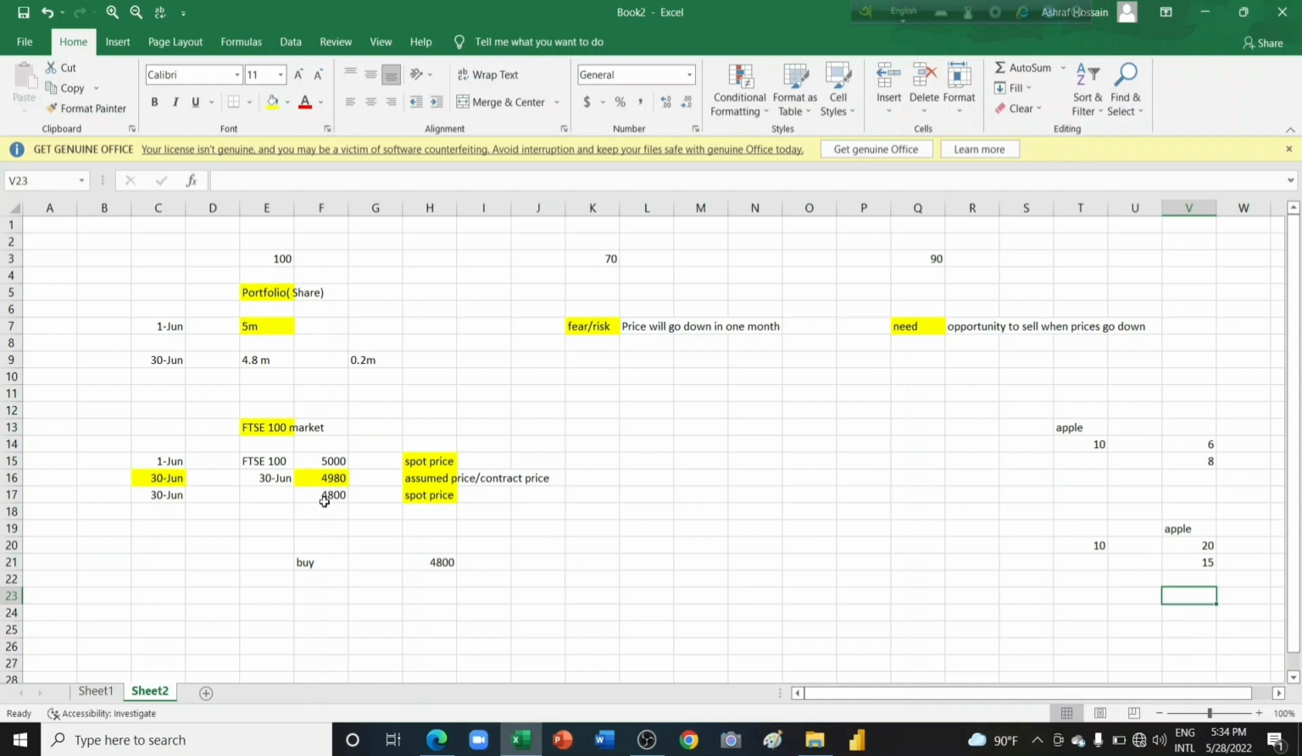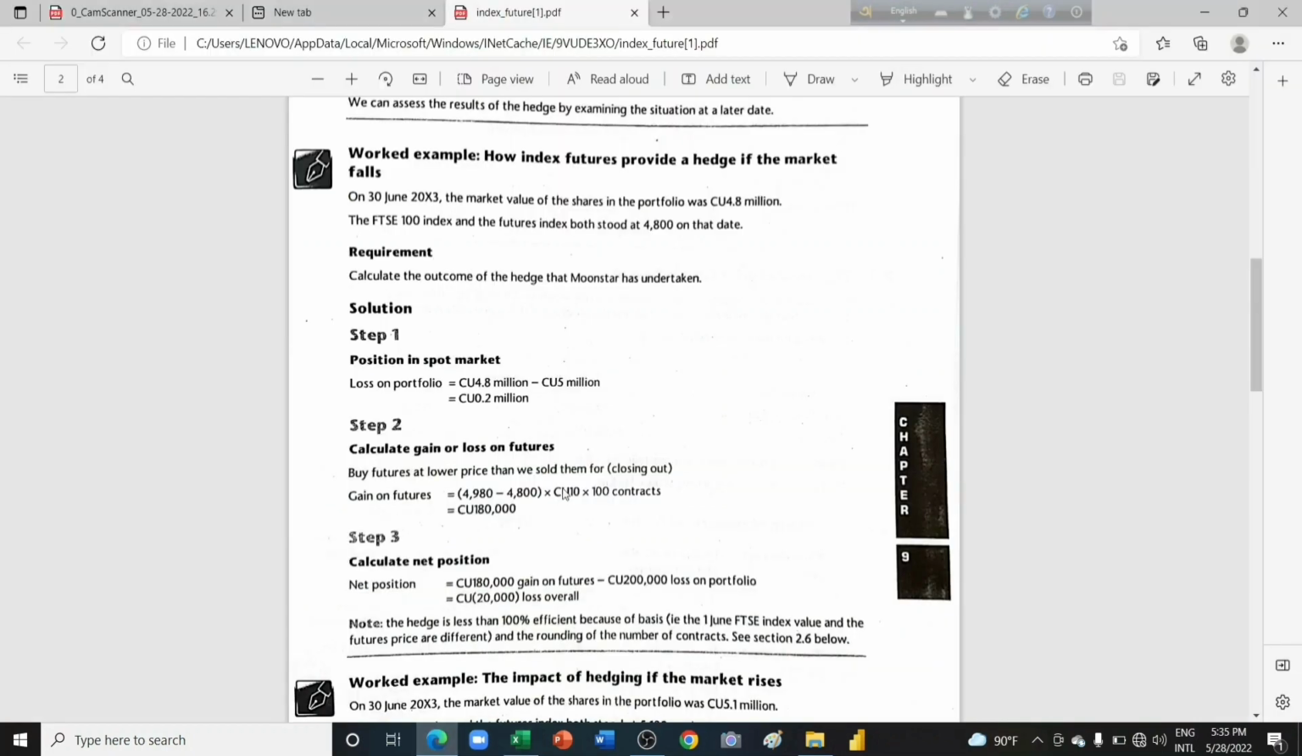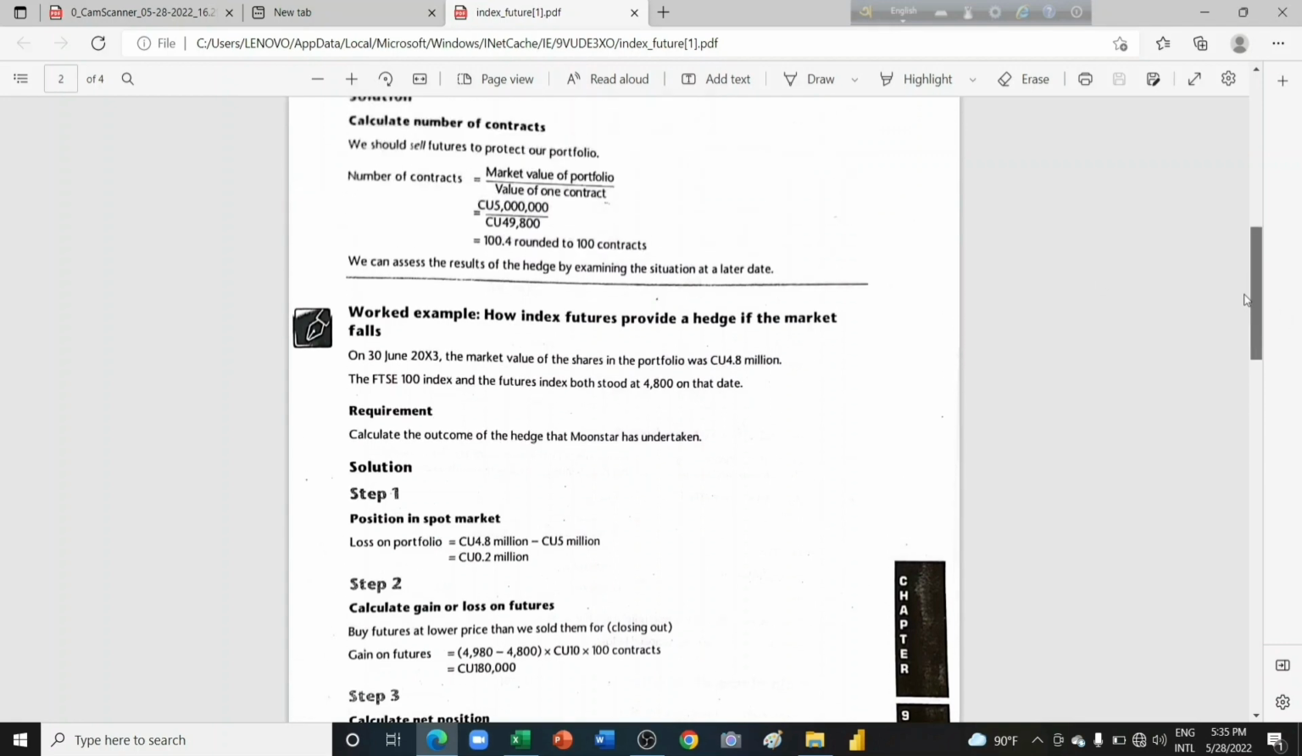Now, I'm going to go to this FTSE 100 market on 30 June, and I'm going to buy this FTSE 100 index for 4,800 points. And as I already have the right to sell for 4,980 points, I'm going to sell it for 4,980 points. So my total gain in this futures market would be 4,980 minus 4,800, times $10 for each point, and 100 contracts. As I've already said, I need 100 contracts for this kind of investment.